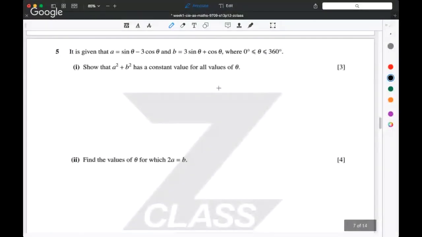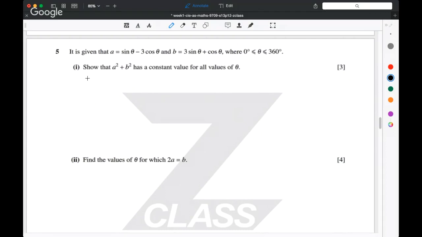Okay. So here we have some pure trigonometry. But it's really only actually requires the use of one, at least the first bit only requires the use of one of those identities which are in the formula booklet. But we'll see how that works.